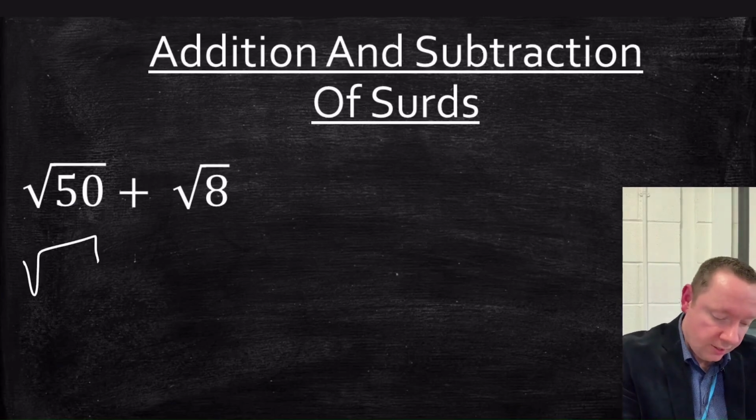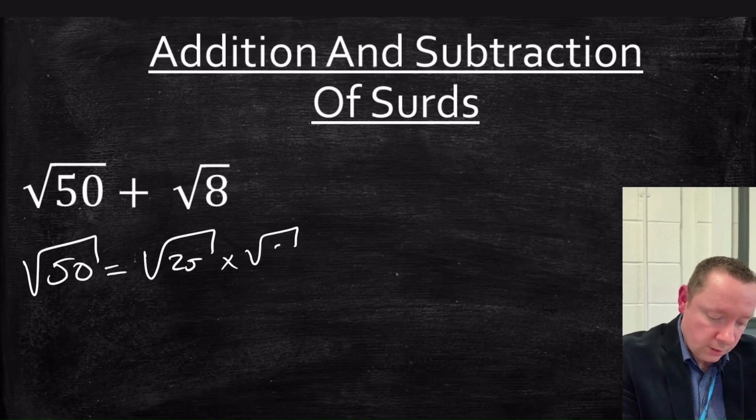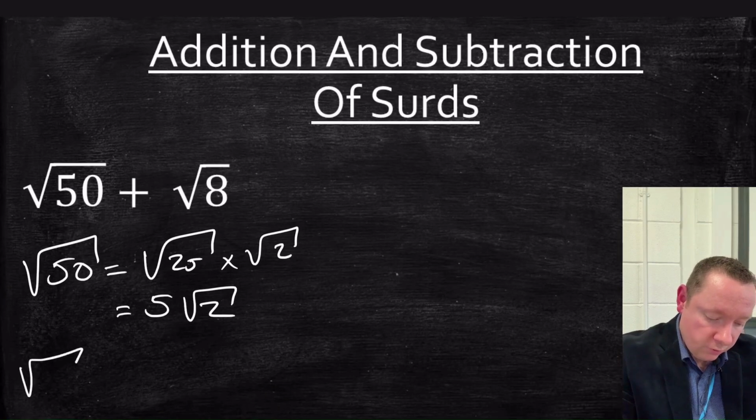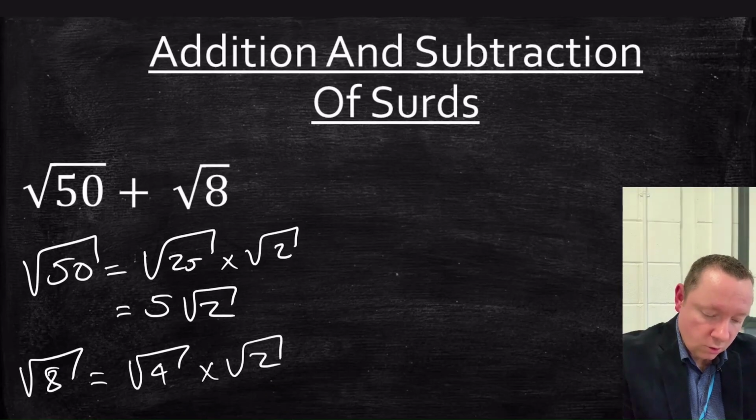Let's just do at the side root 50. That is 25 times 2. So that gives me 5 root 2. Let's do the same thing with root 8. That is 4 times 2. Square root of 4 is 2. So that's 2 root 2.